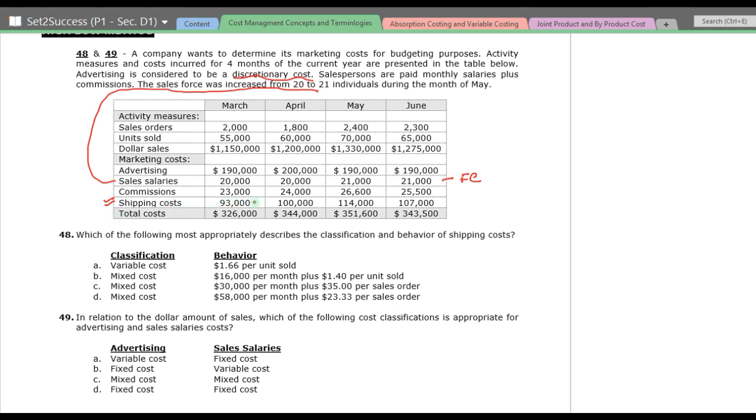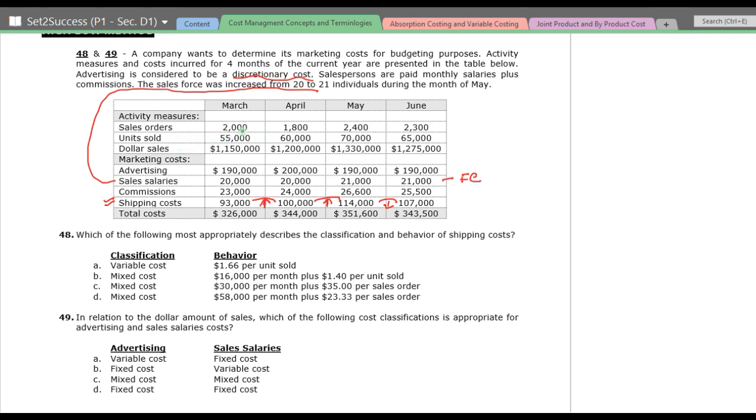So shipping cost has increased from 93,000 to 100,000. It has increased from 100,000 to 114,000, and from 114,000 to 107,000 it has decreased. So what drives the shipping cost? The activity can be sales orders or units sold or dollar sales.